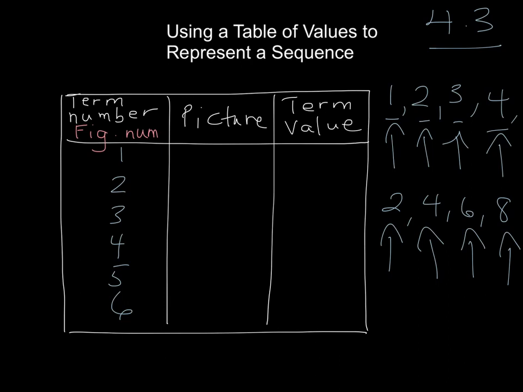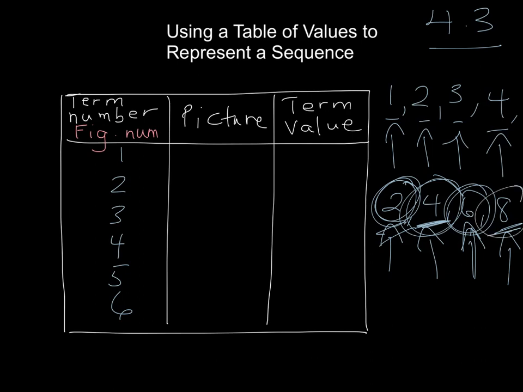Okay? Now the term value is in that number 1 position. What's the value of the number? So this is going to be 2. For the second term number, the value is 4. This is the third term number, the value is 6. This is the fourth term number, the value is 8. Okay? So in this particular lesson, we're going to be using pictures.